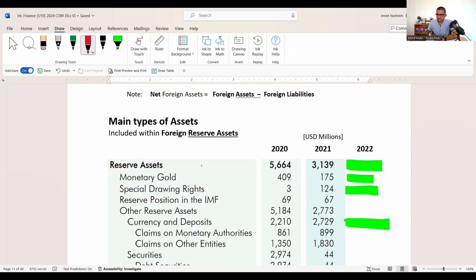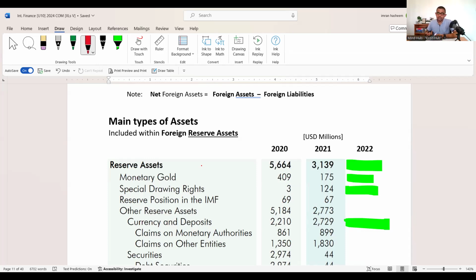Okay. Your reference period is 2022. Your annual report is 2022. Just focus on that and get the information. Are we clear? Right.